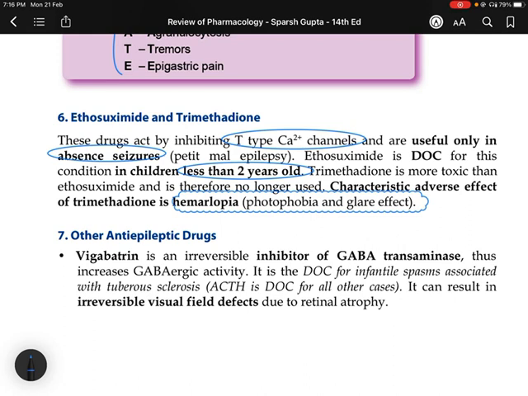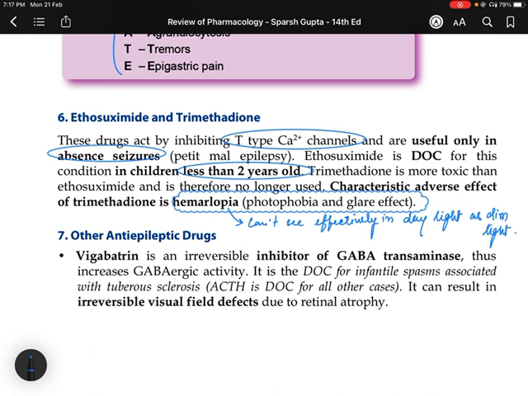Like people, they are not able to see effectively. Let me write it only. Can't see effectively in daylight as in dim light. Okay. Now another anti-epileptic drug is vigabatrin.